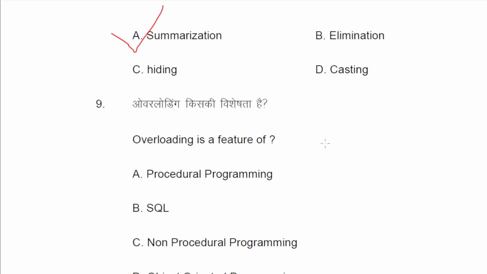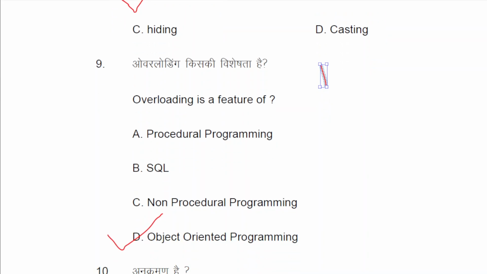Overloading is a feature of... We know we have polymorphism, and in polymorphism we have static binding and dynamic binding, or compile time and runtime. So we have function overloading and function overriding. Polymorphism is a feature of object-oriented programming languages, so overloading and overriding also are features of object-oriented programming. Then answer is D, object-oriented programming.